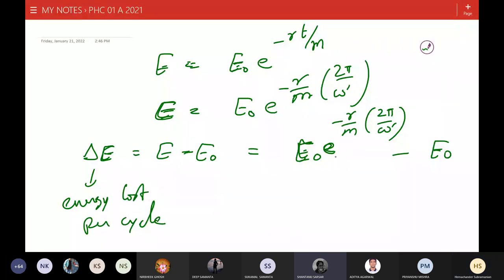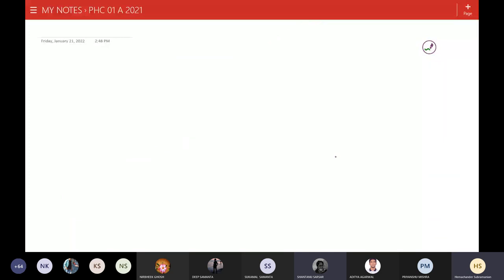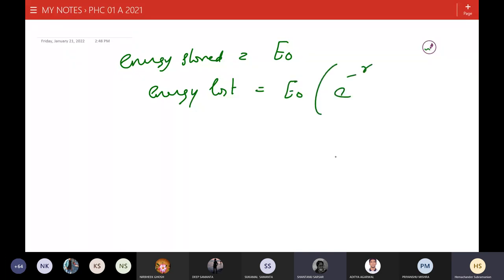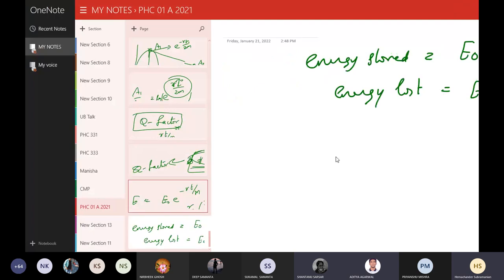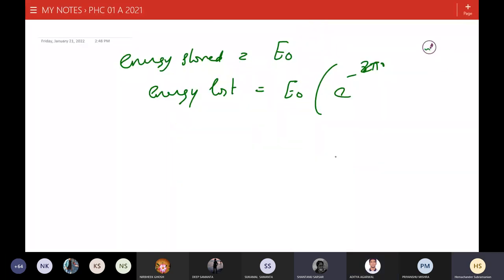So basically this is E naught into E power minus 2 pi R over omega prime M, minus 1. Right? Yes or no? Okay, so this is energy loss per cycle. And now what is the energy stored in the system? Energy stored in the system is just E naught, right? Okay, energy lost is E naught, E power minus 2 pi R by M omega prime, minus 1.